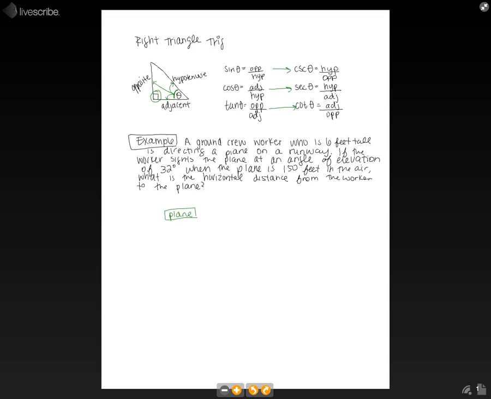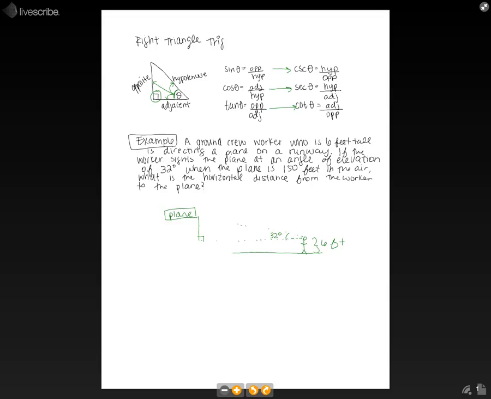So this box will represent our plane, and here's our man who is 6 feet tall directing our plane. And we know that he sees an elevation of 32 degrees. So this means from his line of sight to the plane in relationship to his line of sight to the horizon, which forms a right angle, right here is 32 degrees. So we've formed our right triangle.